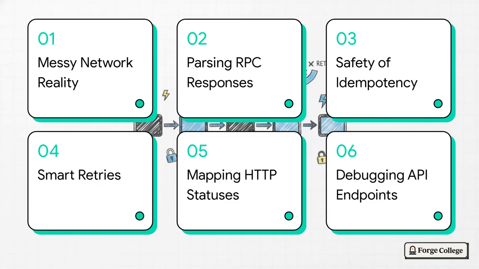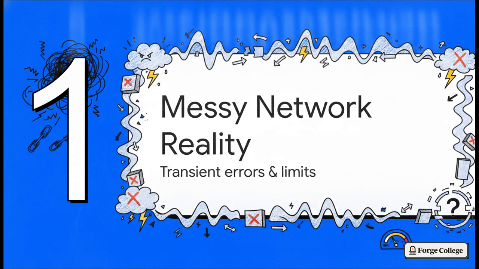So here's the blueprint for today's explainer. We're going to cover: 1. The messy network reality. 2. Parsing RPC responses. 3. The safety of idempotency. 4. Smart retries and backoff. 5. Mapping HTTP statuses. And 6. Debugging your API endpoints.